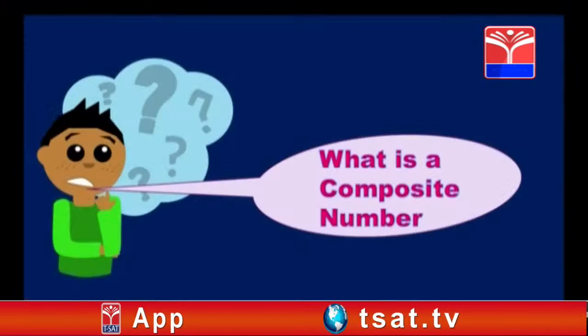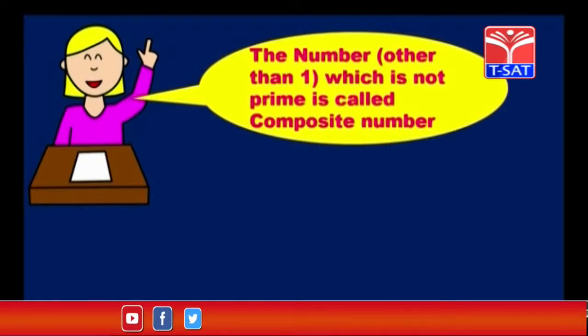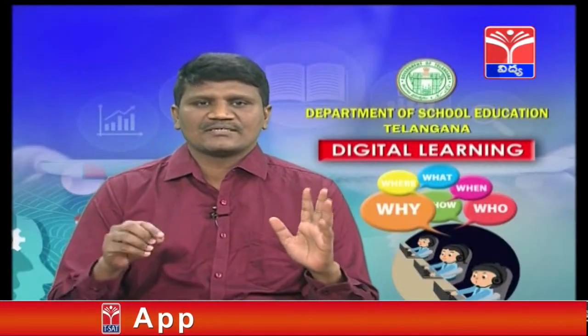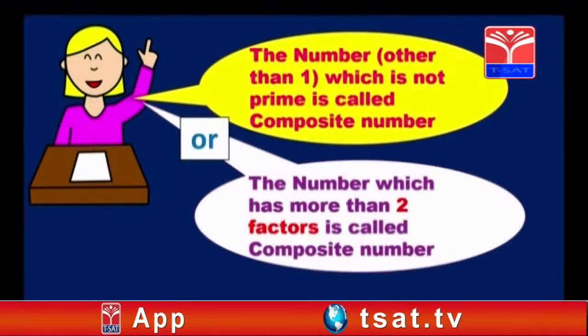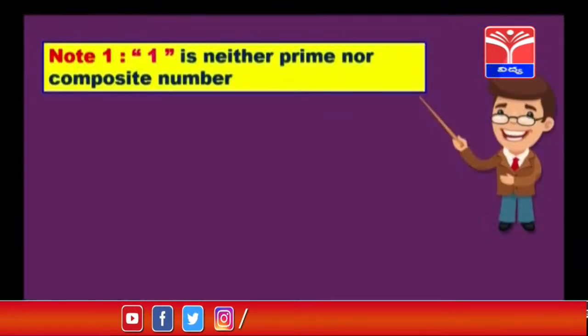Now what is a composite number? The number other than 1 which is not prime is called a composite number. Here we should not consider 1, because 1 is neither prime nor composite. Or else we can say the number which has more than 2 factors is called a composite number. Yes, both are correct.